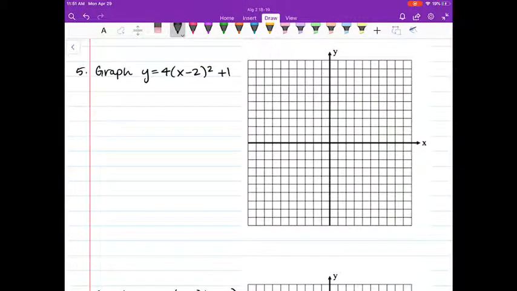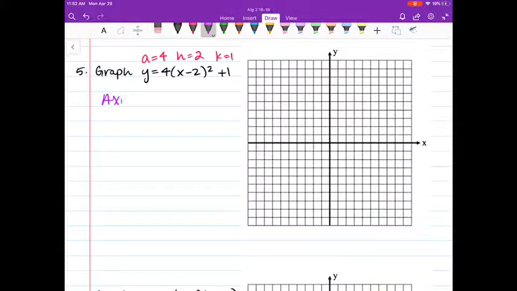In number 5, this time it's in a different form. It is in vertex form. So the first thing we pick out is a, h, and k, so different variables. We've got a is 4, h is positive 2. Remember, it's always the opposite sign of what we see. Our k is the plain old positive 1.